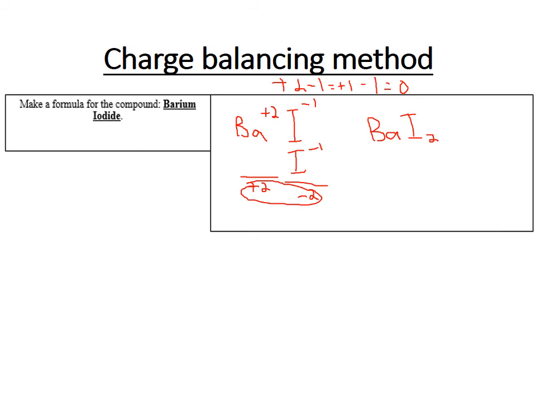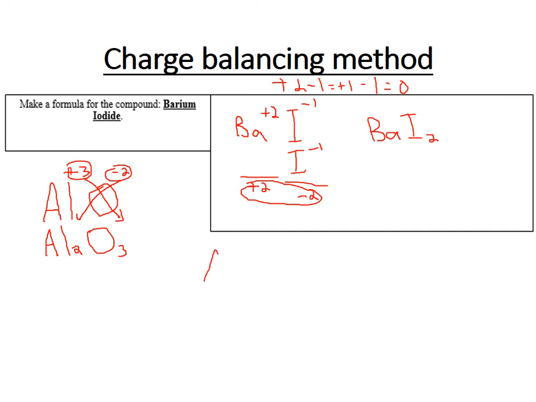Some of them are a little bit trickier. For example, if you had to do the compound formed between aluminum and oxygen, or oxide, we'll do our crisscross first just to show you a comparison. We have aluminum +3, oxygen -2, crisscross, and then we get Al2O3. This was our first example that we started with when I was explaining what the formula of a binary ionic compound looks like. So let's try this using the charge balancing method.